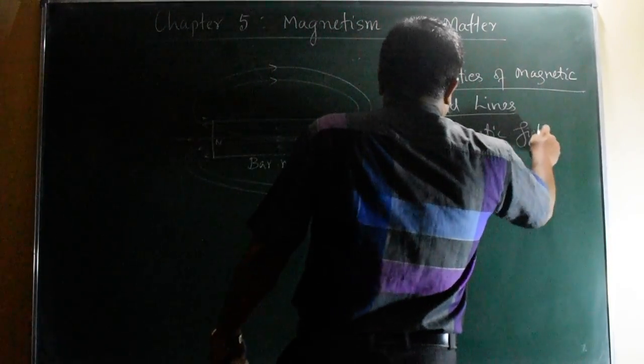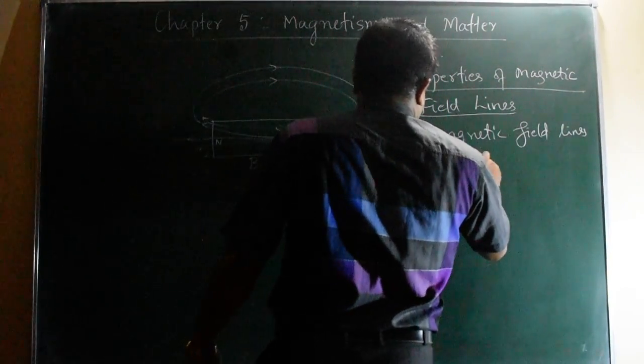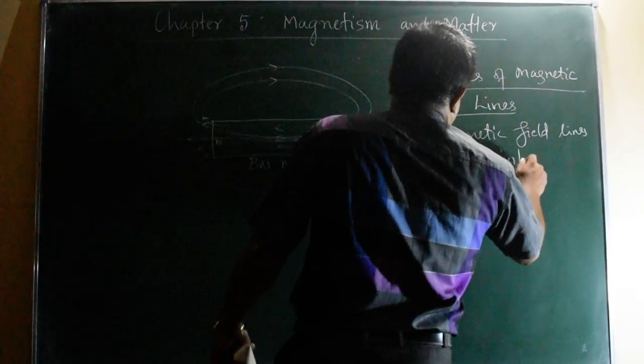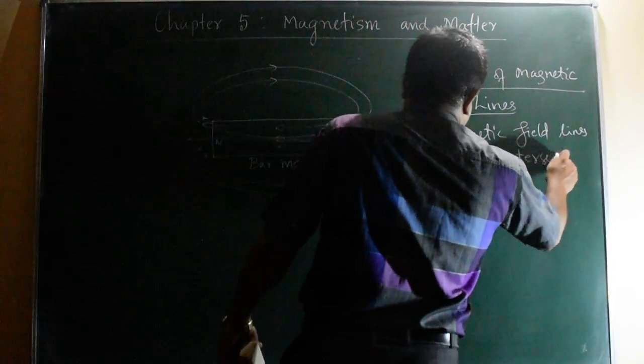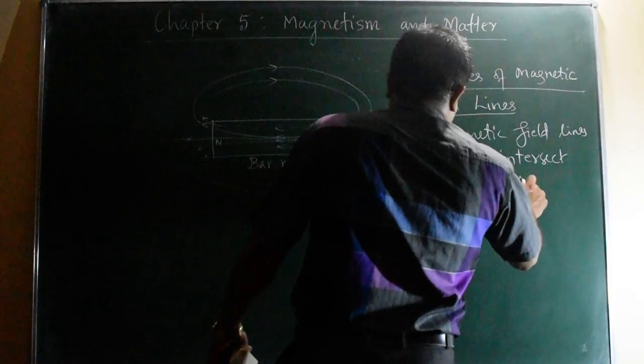Field lines do not intersect or cross over each other. This is the very first property you can say.